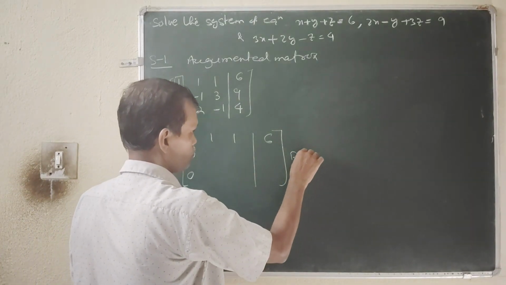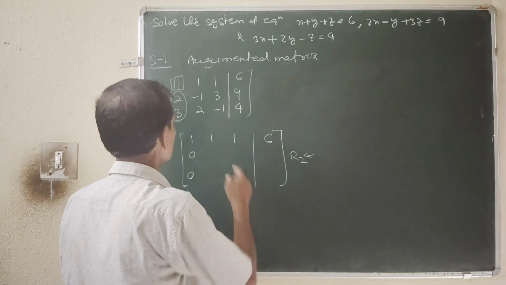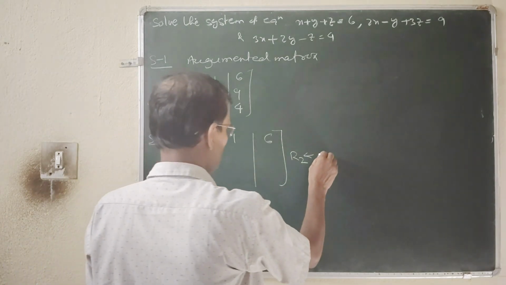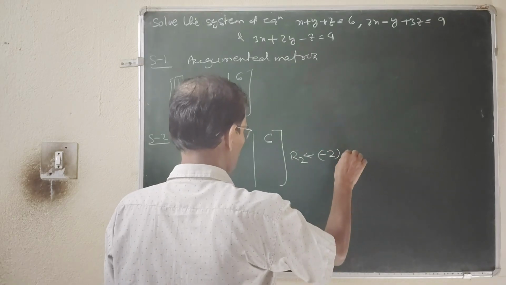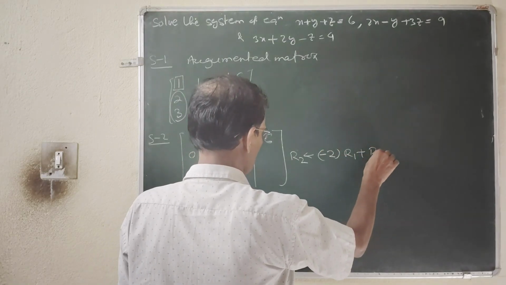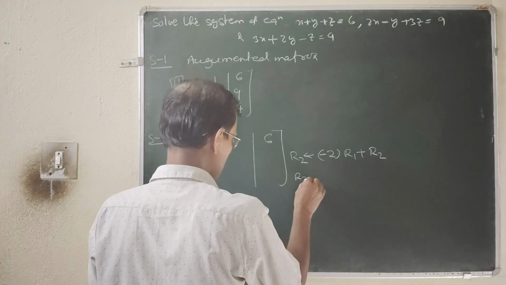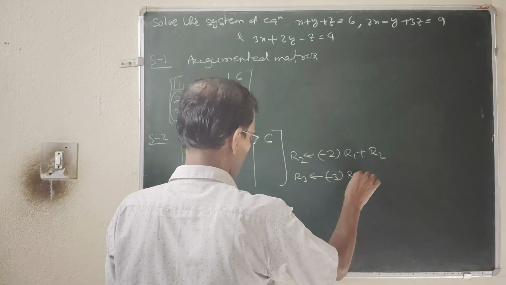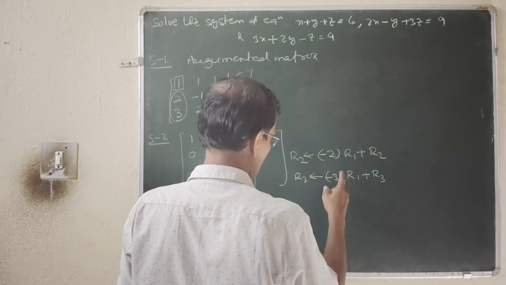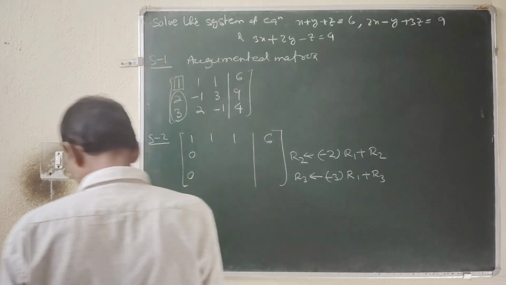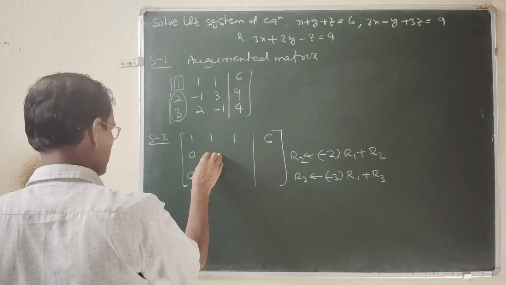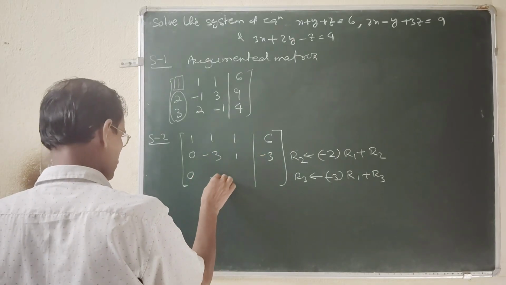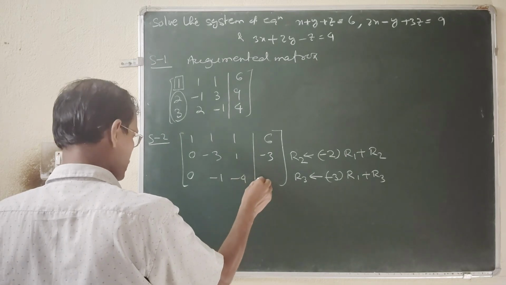Here I am writing the rule. We are changing row 2. How are we changing row 2? With the help of row 1, that is minus 2. So row 2 becomes minus 2 row 1 plus row 2, and row 3 becomes minus 3 row 1 plus row 3. You see, we are taking the help of row 1. By that we are getting minus 3, 1, minus 3, minus 1, minus 4, minus 14.